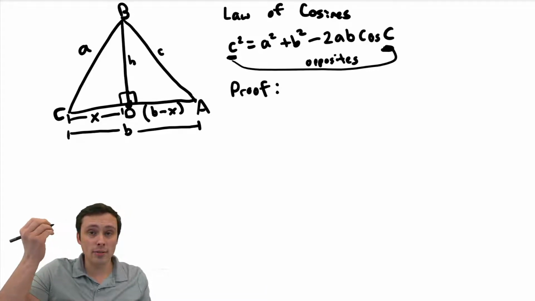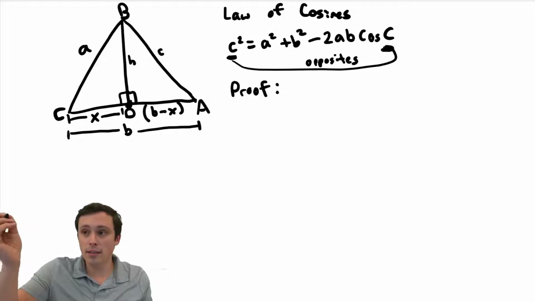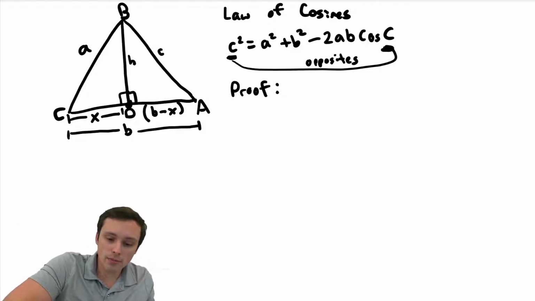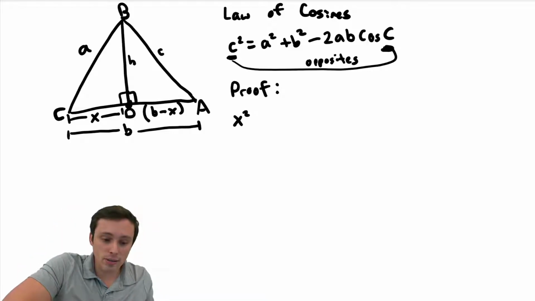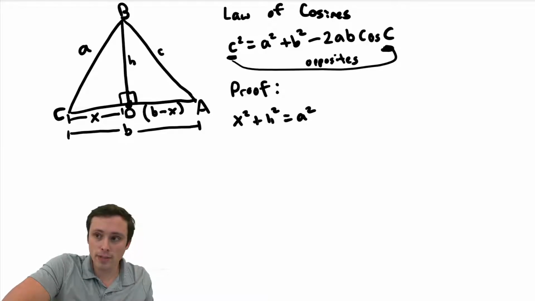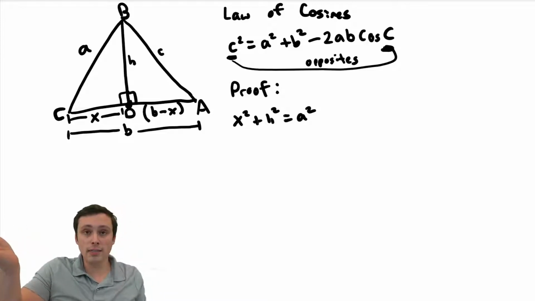Now let's write down the Pythagorean theorem using the left-hand triangle. Okay, well, the Pythagorean theorem, which I have a video about, I can probably link up here or something, is just that the leg squared, so x squared, plus the other leg squared, that would be the h squared, equals the hypotenuse squared, which would be the a squared. And that's the Pythagorean theorem on the left-hand triangle.